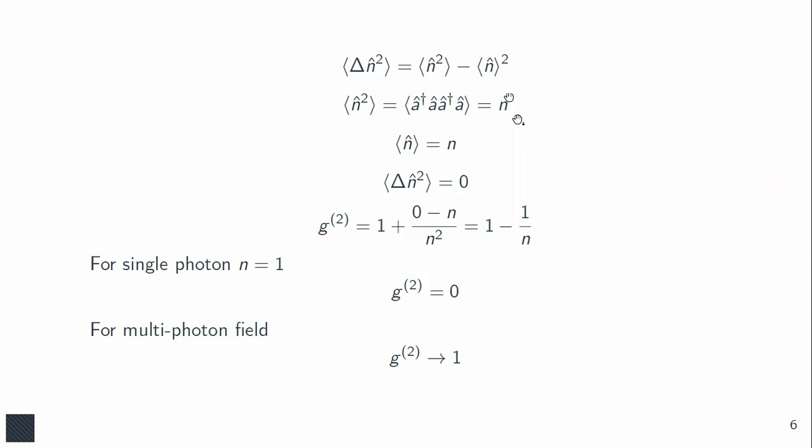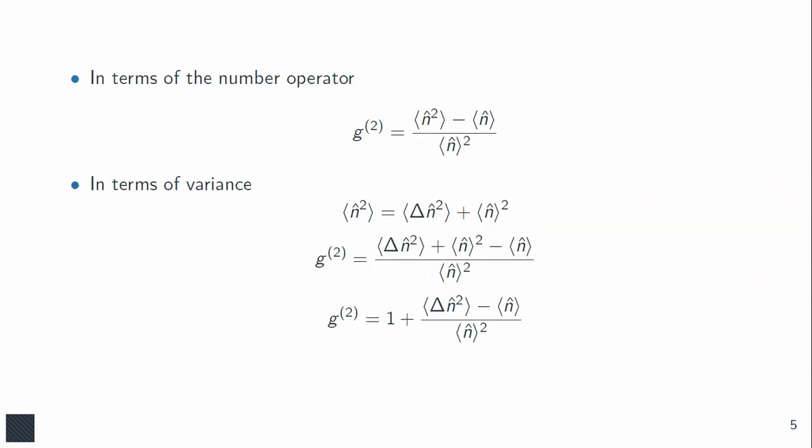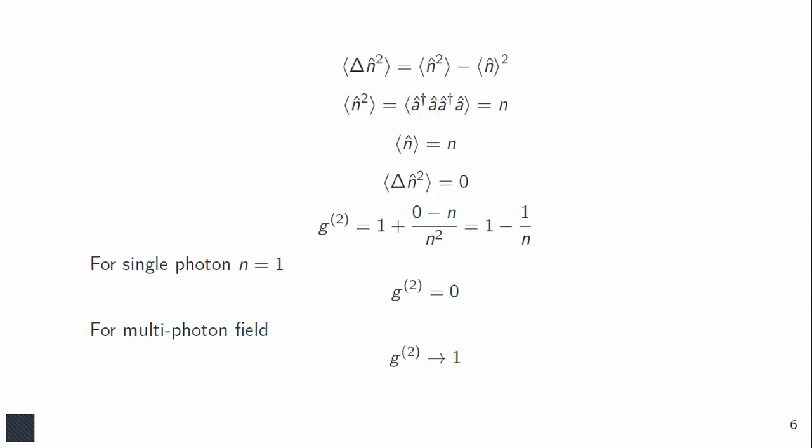For the photon number state, it is understandable, as the photon number state has a well-defined photon number, that the fluctuation of the photon number for the field should be equal to 0. Putting all these values in the second order correlation function, we get this form, and it depends upon the number of photons. For a single photon, it has a value equal to 0, and for many photons, it approaches 1.